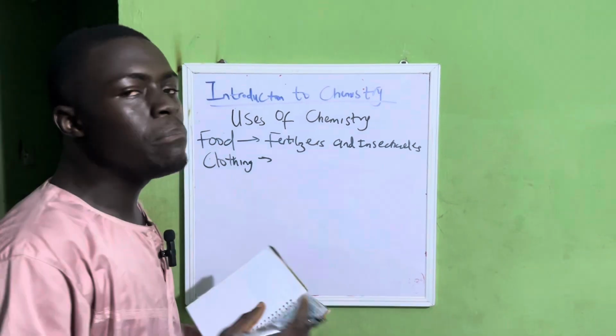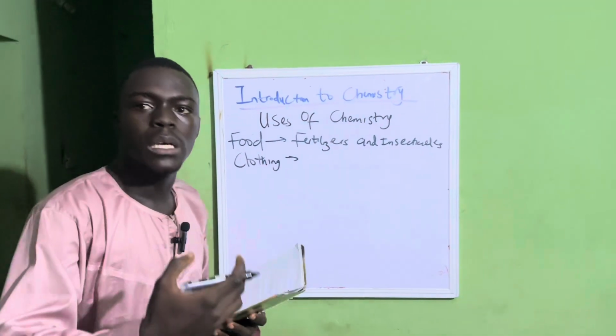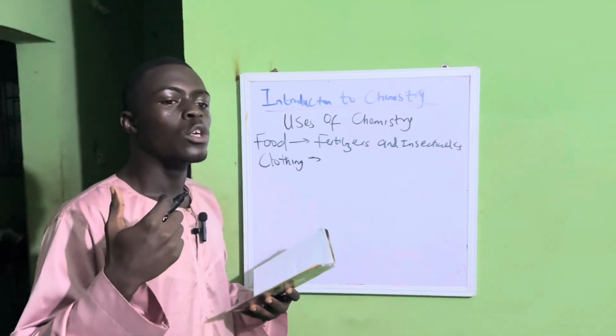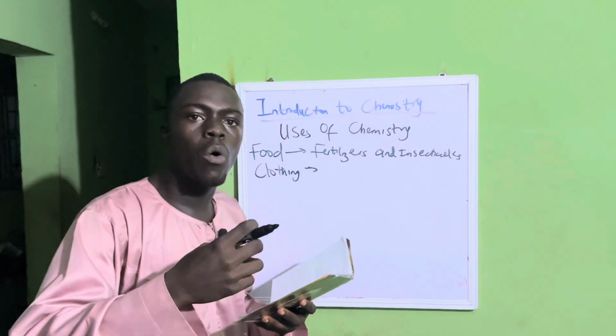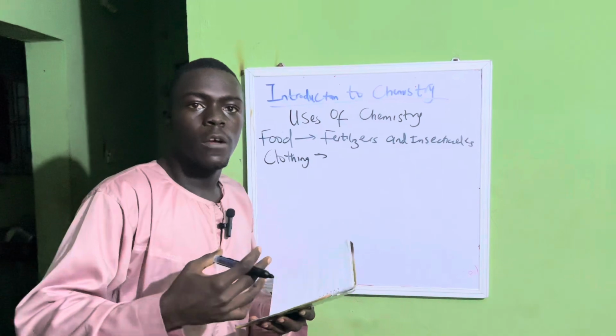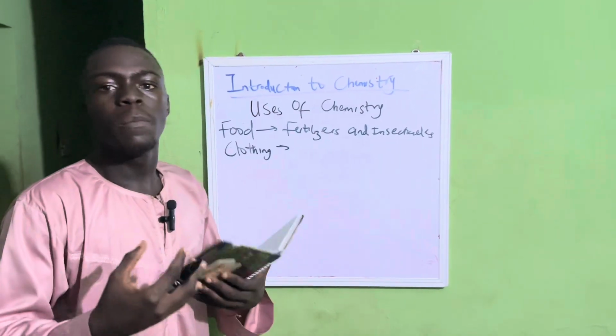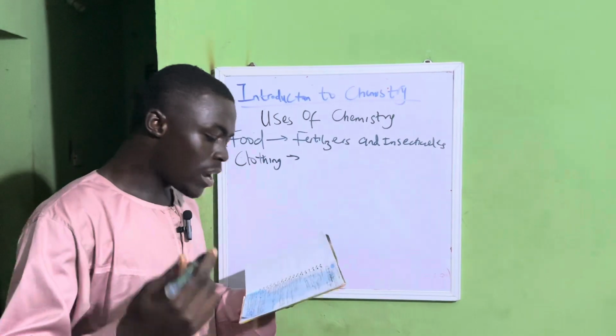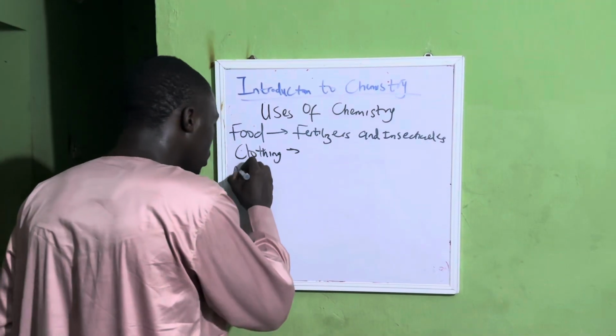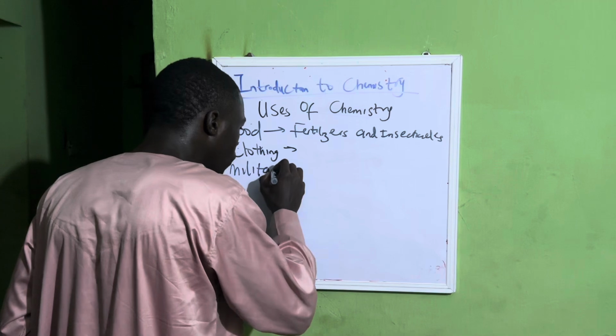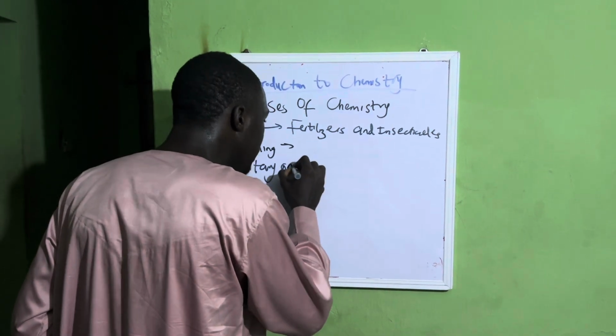The introduction of man-made fibers has helped reduce the burden of using cotton or natural materials in making clothes. Man-made fibers like nylon have been produced by chemists, and people are using them as clothing. Another contribution of chemistry is in the military and space science.